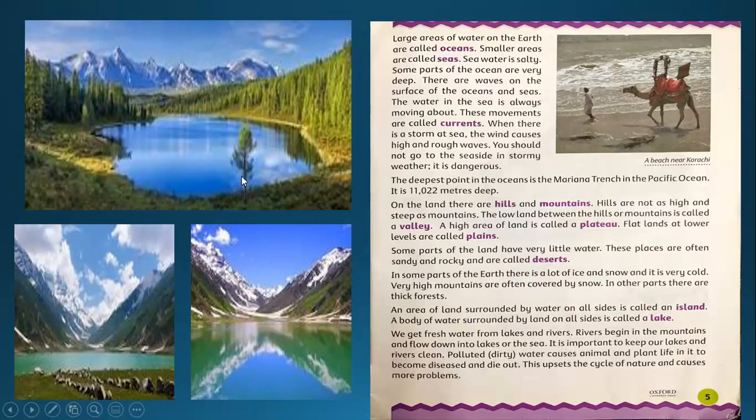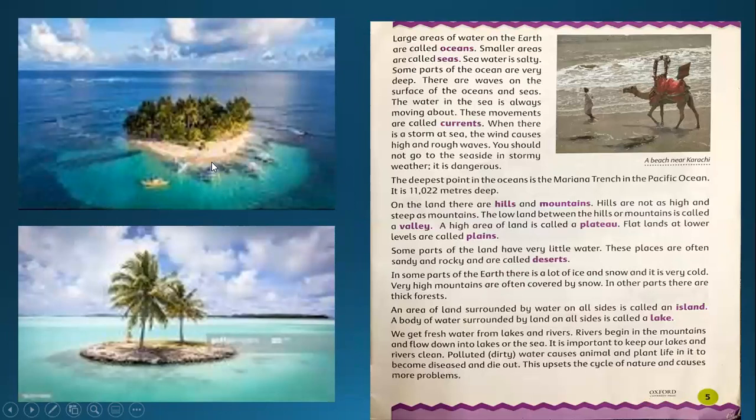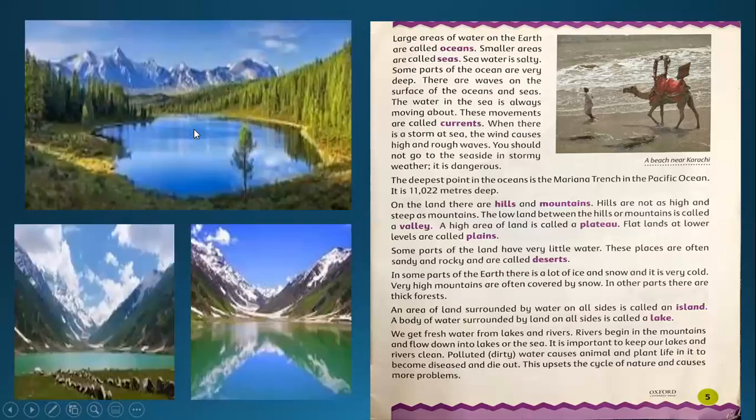These are the lakes, pictures of lakes. This is island, look at the difference. All around there is water. At the center, there is a piece of land. But here, at the center, there is water, and all around there is land. This is the difference between island and the lake. They are very important. Lakes are very important.